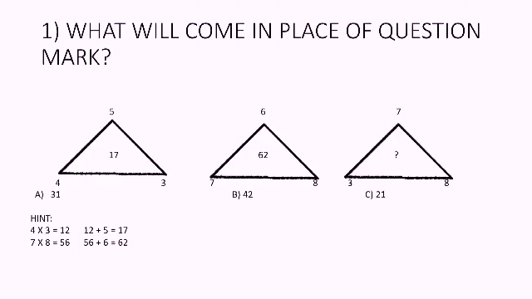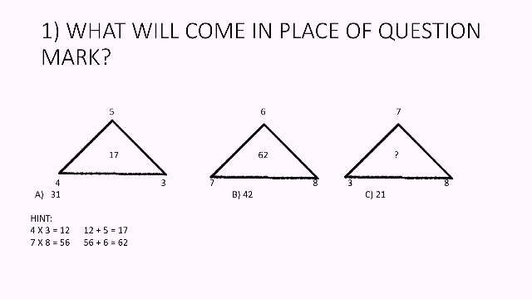Okay, so here there are three triangles and some numbers written in the three corners of the triangle and in the middle of the triangle. Now look here, how will you find out what will come in place of the question mark? For the first triangle, a hint is given that if you multiply the bottom two corners of the first triangle, bottom two corners means the base of the triangle, 4 and 3 is given. It is known as the bottom of the triangle or base of the triangle.